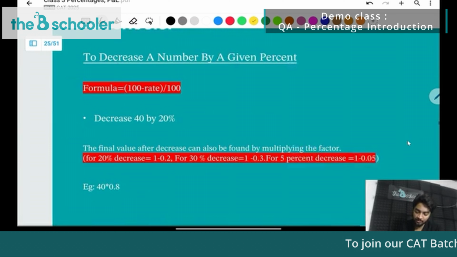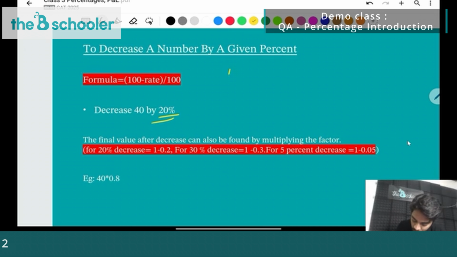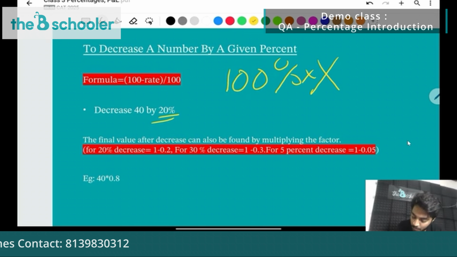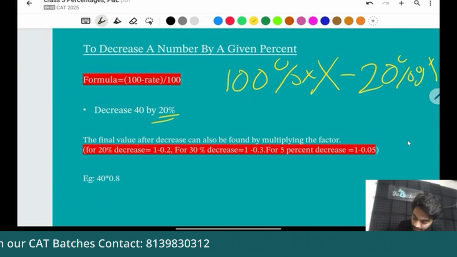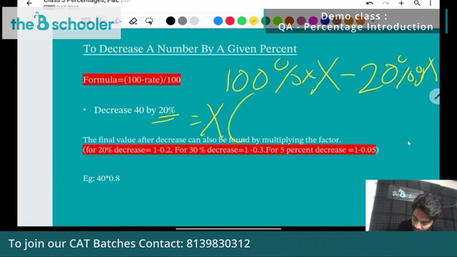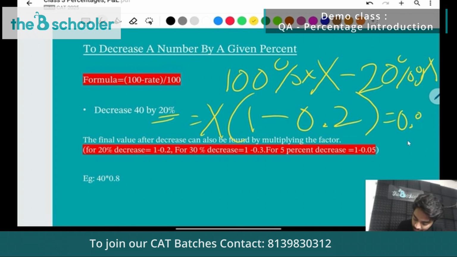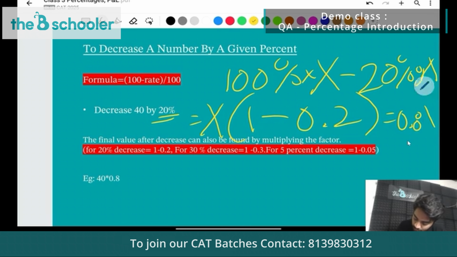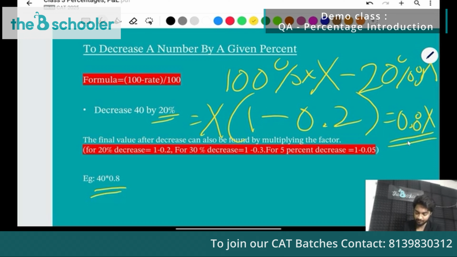Okay. Now, similar to increase, a decrease is going to be the other way. Let's say a 20% decrease. What you mean is, you initially take 100% of that item, 100% of X, and then remove 20%. Remove 20%, remember, minus 20% of X. If I take X outside, I'll get 1 minus 0.2, which is nothing but 0.8 times X. Is that clear?